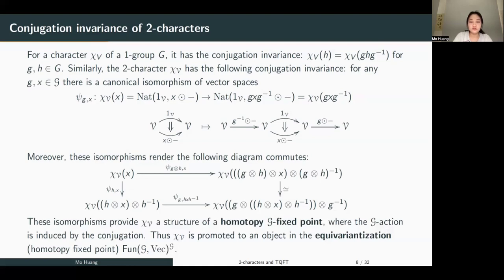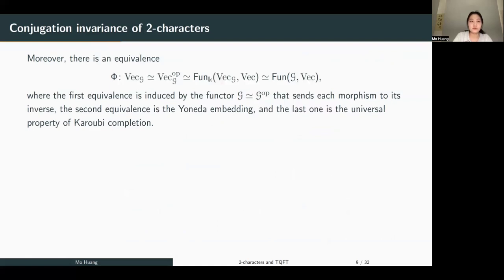And this isomorphism provides chi V a structure of the homotopy G-fixed point, where the G action is induced by the conjugation. Thus, chi V is promoted to an object in the equivariantization of this functor category from G to Vect. Moreover, there is an equivalence phi from Vect^G to the functor category from G to Vect, where the first equivalence is induced by the functor from G to G^op that sends each morphism into its inverse, and the second is the Yoneda embedding.